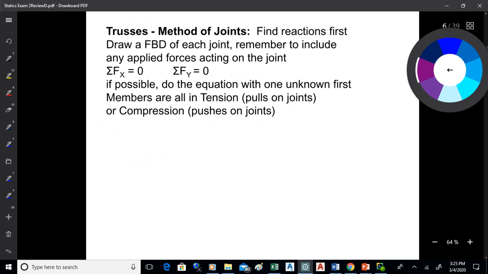Trusses, we did method of joints. Find the reactions and angles first. Draw up a free body diagram of each joint and work your way through with sum of Fx and sum of Fy. Set the equations up and work through them. Remember, members are all in tension, meaning they pull on both joints they are attached to, or they're all in compression, meaning they push on both joints they're attached to. They're one or the other.